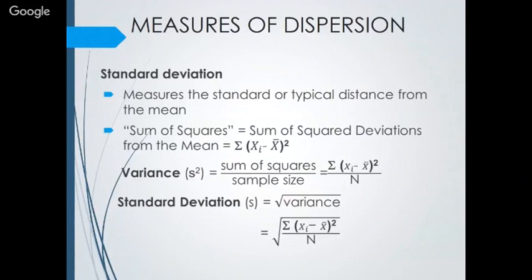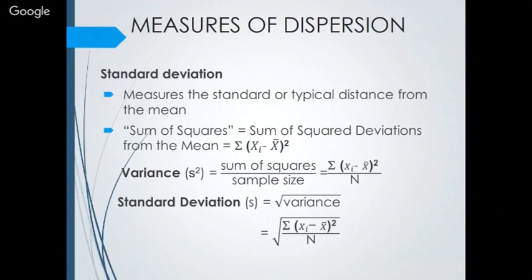Next type of dispersion is standard deviation. Standard deviation measures the standard or typical distance from the mean. Standard deviation is based on the mean, so in order to calculate it we have to derive the variance also. First we will check how to calculate variance. Variance is based on the individual distance from the mean of each observation: the sum of squared deviations from the mean, that is sigma (xi minus x bar) the whole square. That means first we calculate the mean of the distribution. After that, we subtract that mean from each observation and square it.